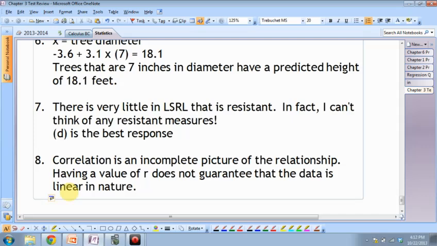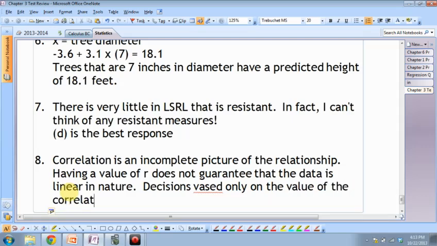If the R's were 0.35 and negative 0.35, would C be right? I'd still want to see the scatterplots and the residual plots. Making decisions just based on the correlation coefficient is a bad idea. Maybe I should write that down. Decisions based only on the value of the correlation coefficient are ill-advised.